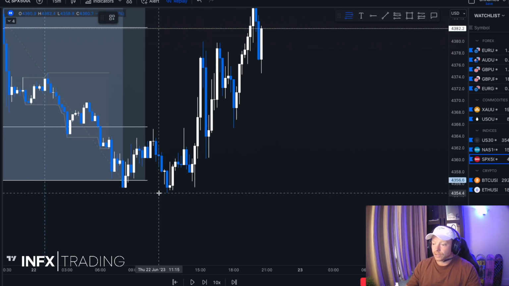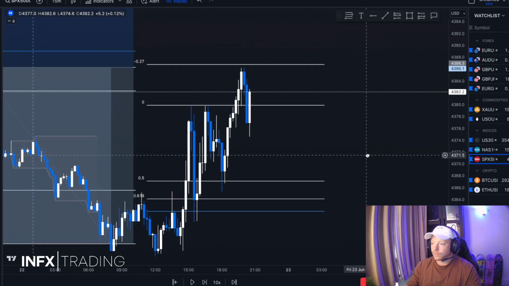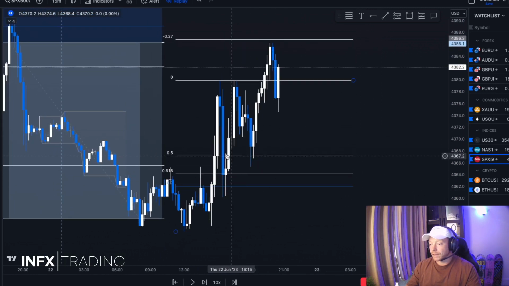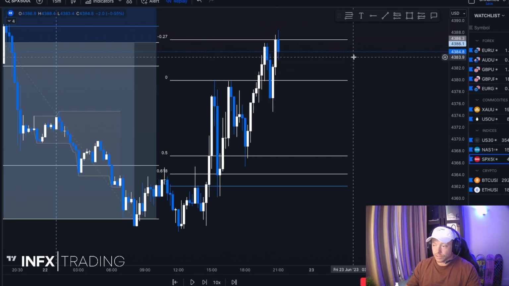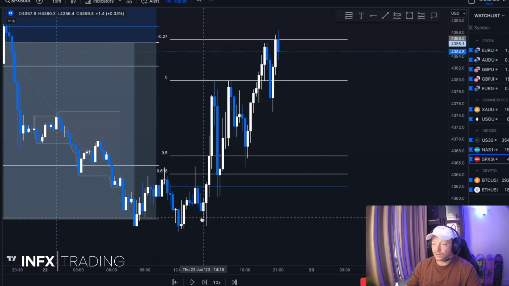So if we'd drawn in from the low to the high, would we have got our full TP? Yes, we had a nice pullback into the zones, price pushed up, and we would have got our full TP. I didn't take that one because I didn't really like the look of it.